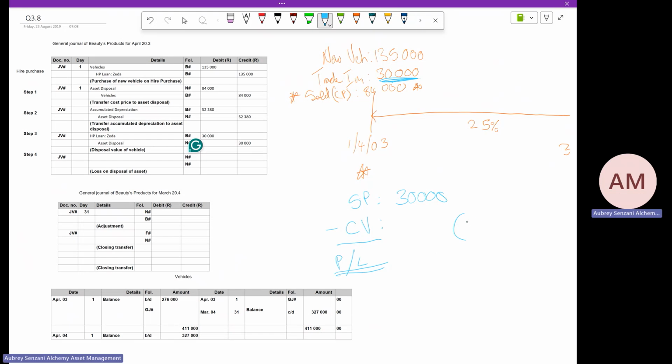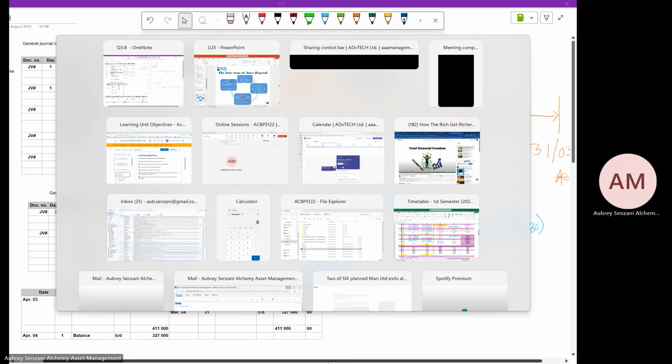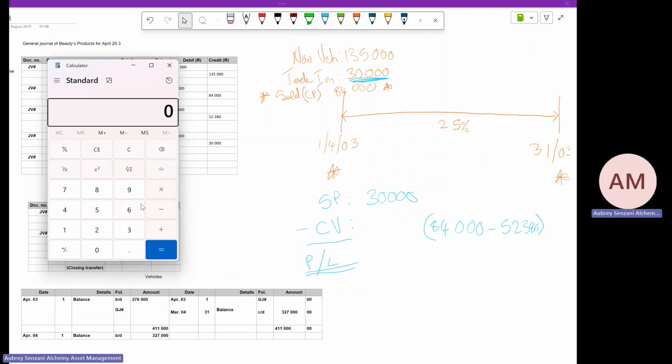This is the worth. So it would be your cost of 84,000 minus your accumulated depreciation on this asset. How much did they say? 52,380. Okay, so let's get out our calculators and see what that comes to. 84 minus 52,380, and that gives us 31.